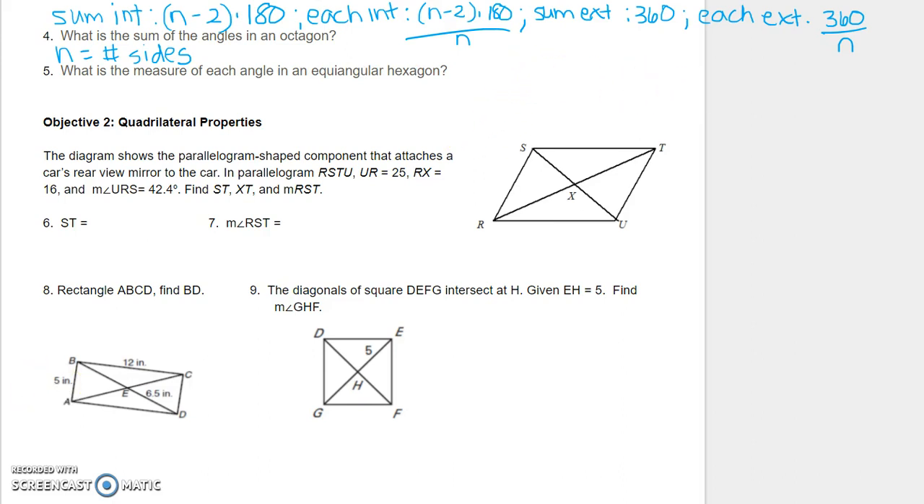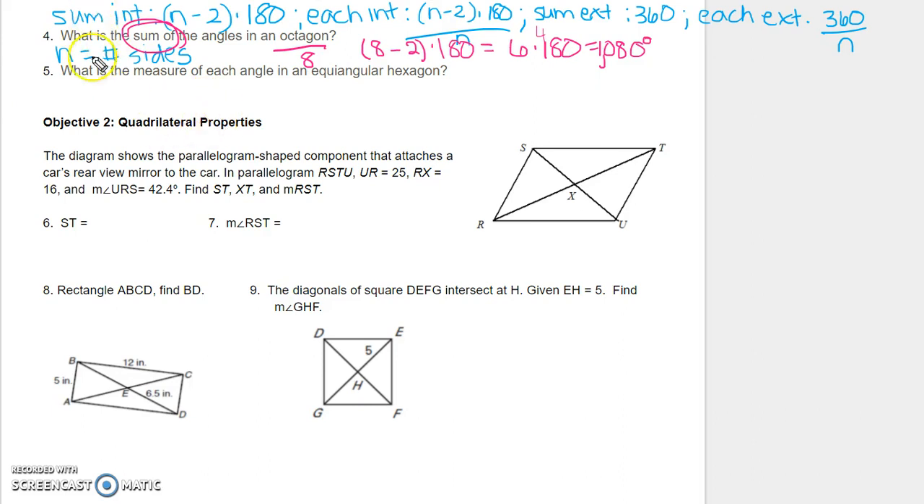So when I have my octagon, it has 8 sides, and I want the sum. So I'm going to be using n minus 2 times 180. So that's going to be 8 minus 2 times 180. That gives me 6 times 180. 0 times 6 is 0. 6 times 8 is 48. I'm going to carry my 4. 6 times 1 is 6, plus the 4 is 10. So I get the sum of the interior is 1080 degrees. That's the sum of the interior.